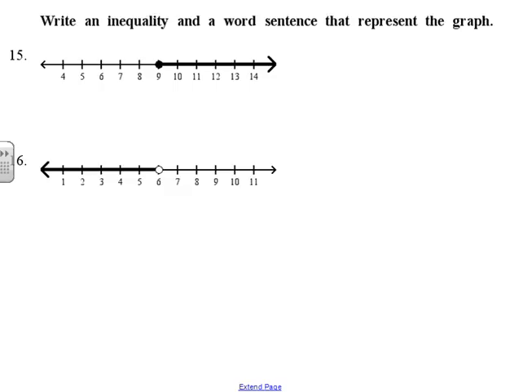All right, number 15, write the inequality. This one, we know we're going to be looking at 9, so x is greater than or equal because we have a closed circle and it's emphasizing all the numbers bigger than x. Number 16, we're going to have x is less than 6 because it's an open circle emphasizing all the numbers smaller than x.